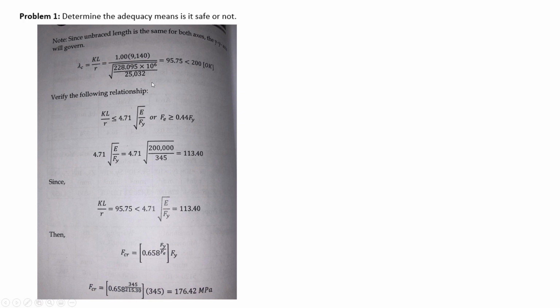Next, once you have the slenderness ratio, compare it to Cc. Cc is 4.71 times the square root of 200,000 divided by Fy, 345, which gives 113.4. Compare 95 with 113. Which is bigger? Yes, 113 is bigger. If Cc is bigger, it is automatically a short column. You can also check this later using Fe against 0.44 Fy. So since it is a short column, we will use the corresponding formula.